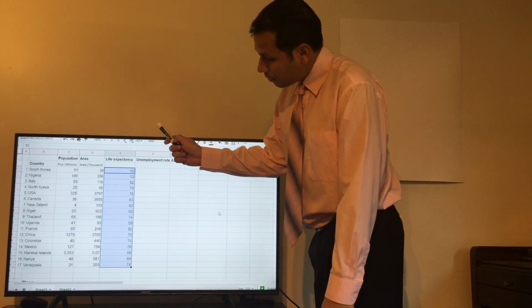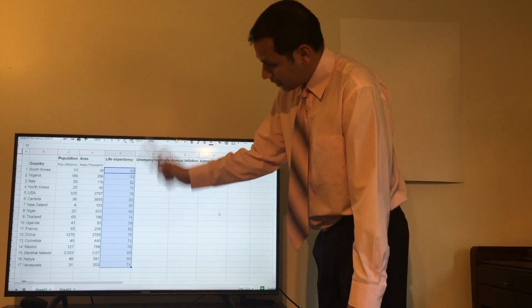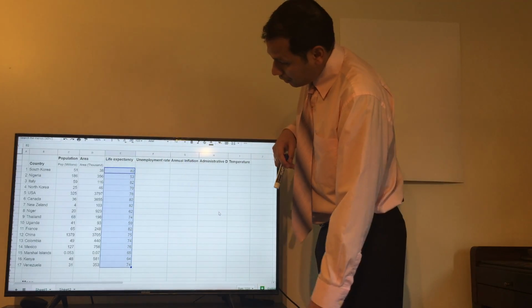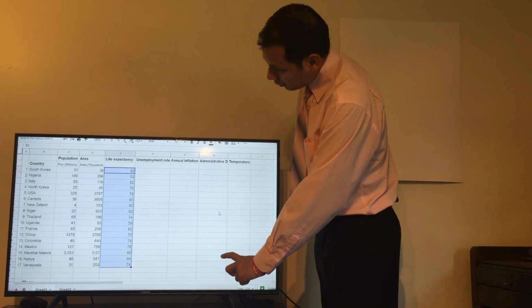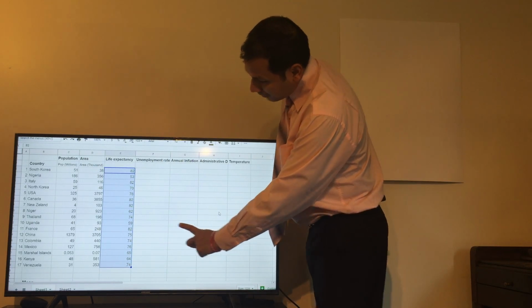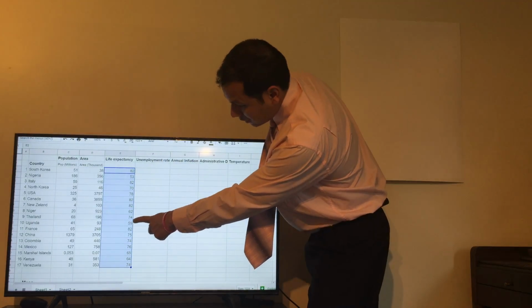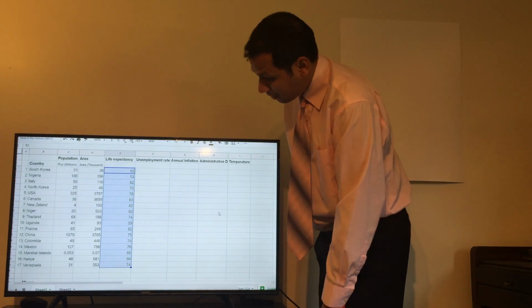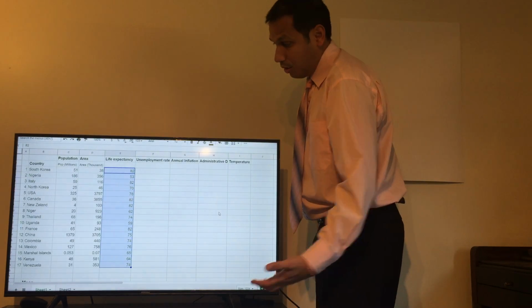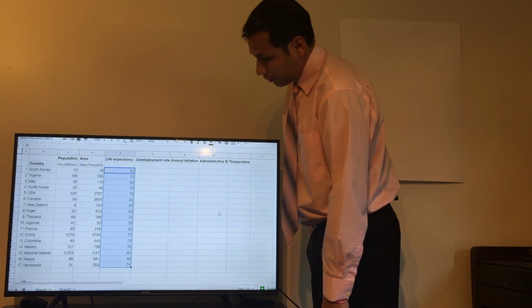So those are the life expectancies for those countries. Notice how, for example, Uganda is 59 years. That's pretty low if you compare it to the other countries.